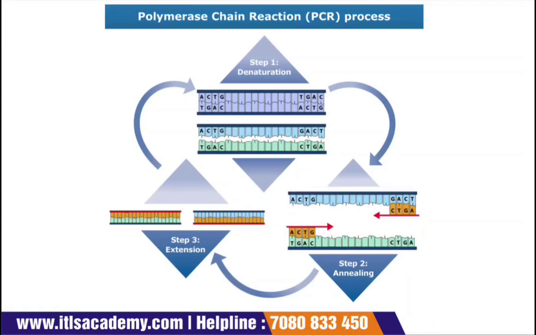Now what are the three steps of PCR? Because PCR, again, is widely used in food industries, so we should also be aware of its steps. What are the steps used in the PCR process? PCR has mainly three steps: first is denaturation, second is annealing, and the third is extending.